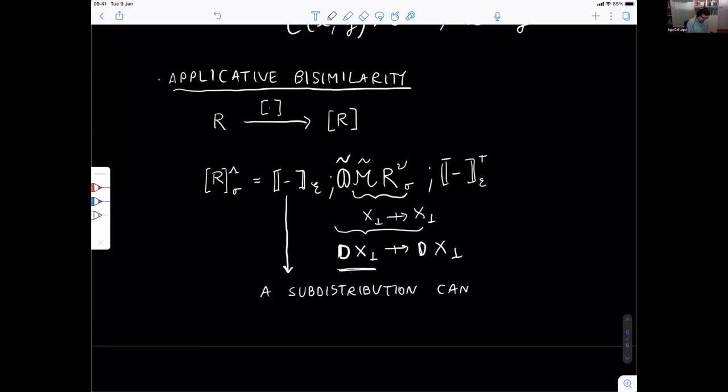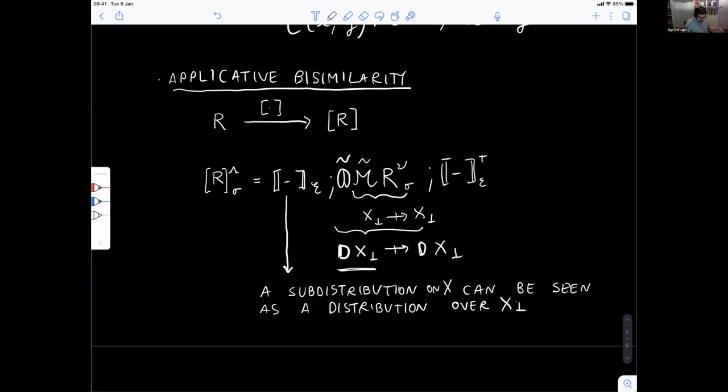Can be seen as a distribution over X, and the sub-distribution on X can be seen as a distribution over X bottom. Because the gap between the sum of the distribution and one is nothing more than the probability of divergence.